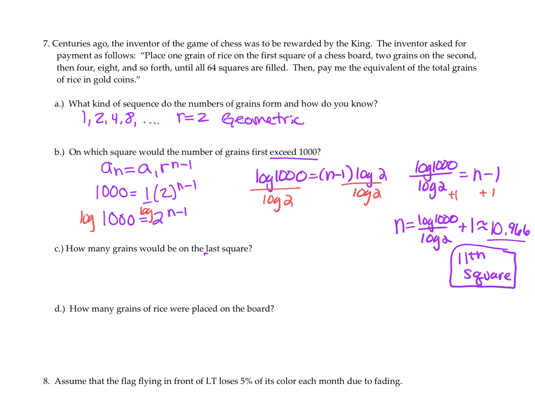How many grains would be on the last square? My last square, they said, was 64. So I want to figure out how many grains would be on the 64th square. That means it'd be 9.223, and then you're going to see this little E18. That means times 10 to the 18th power.